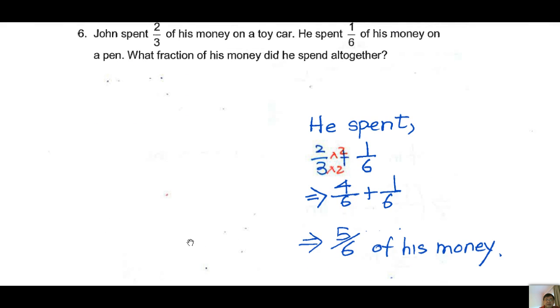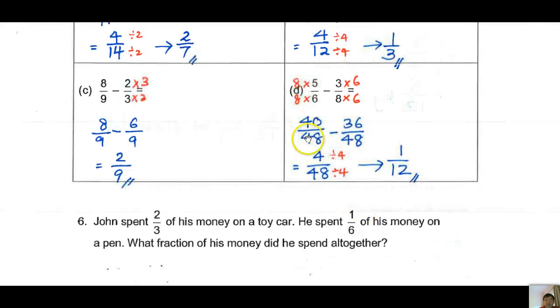Now a very simple problem sum. John spent 2/3 of his money on a toy car. He spent 1/6 of his money on a pen. What fraction of the money did he spend together? So of money, alright? So all you have to do is just add the two fractions, right? For this case, you must take note that the working was done something like this, which you have learned above.